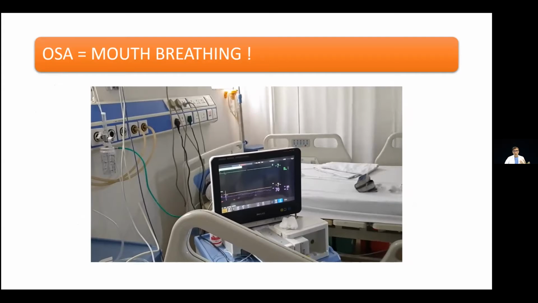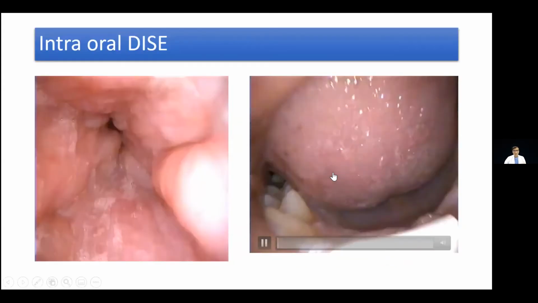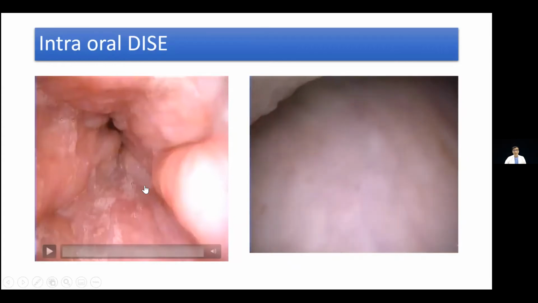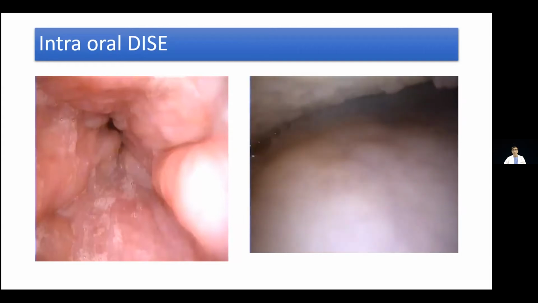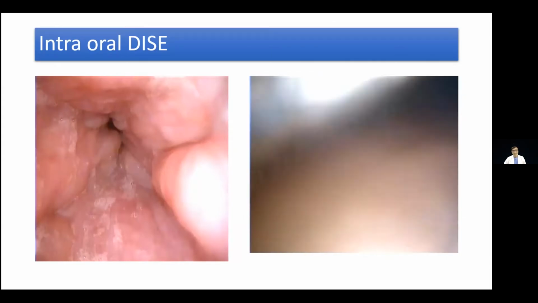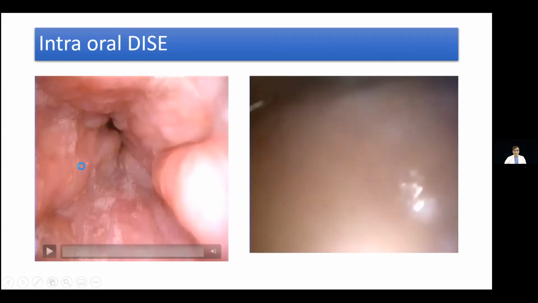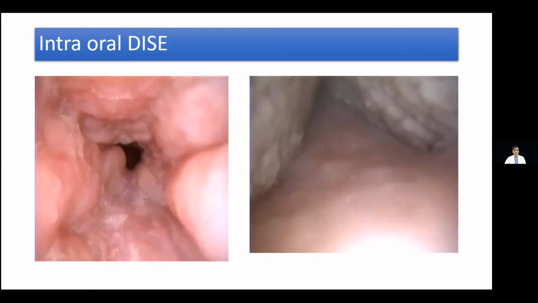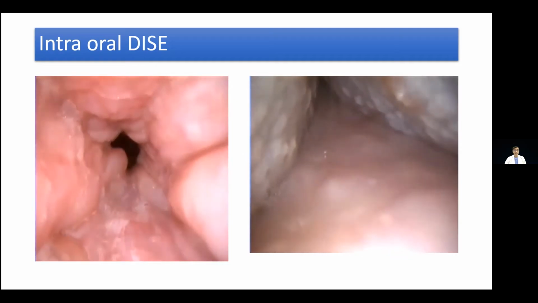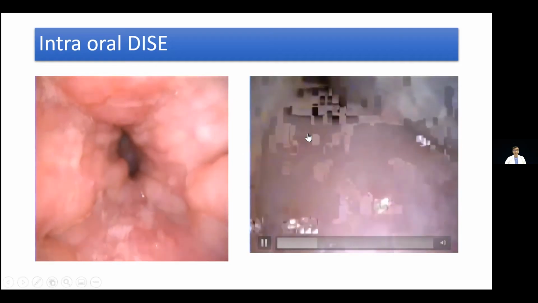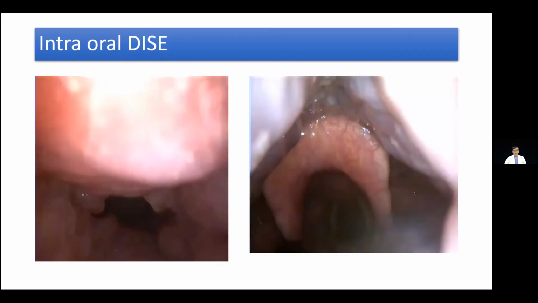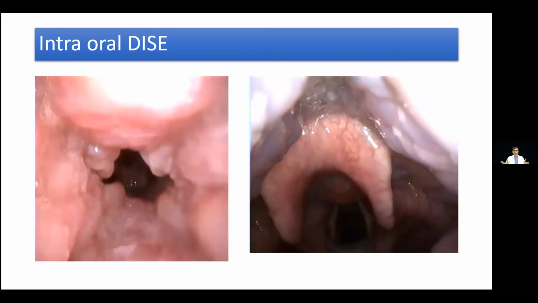When the patient is mouth breathing, if you perform an intraoral DICE, you would see whether the palate is obstructing because of the tongue. On the left side, you can see the same patient's DICE intranasally, and on the right side, this is an intraoral DICE showing why there is a lateral collapse here.